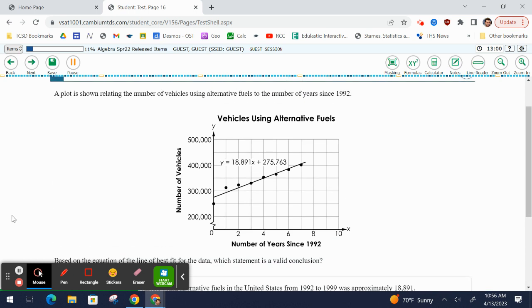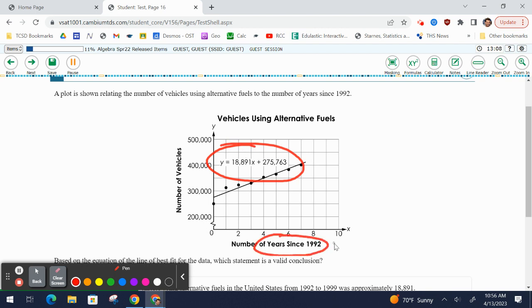So what I would do is start with this linear equation. Here is your line of best fit. Now we need to understand what x is. x is years since 1992. That means we're not using the actual year, we're using a number representing a year. For instance, when x is 0, that corresponds to the year 1992. So that's your starting year.